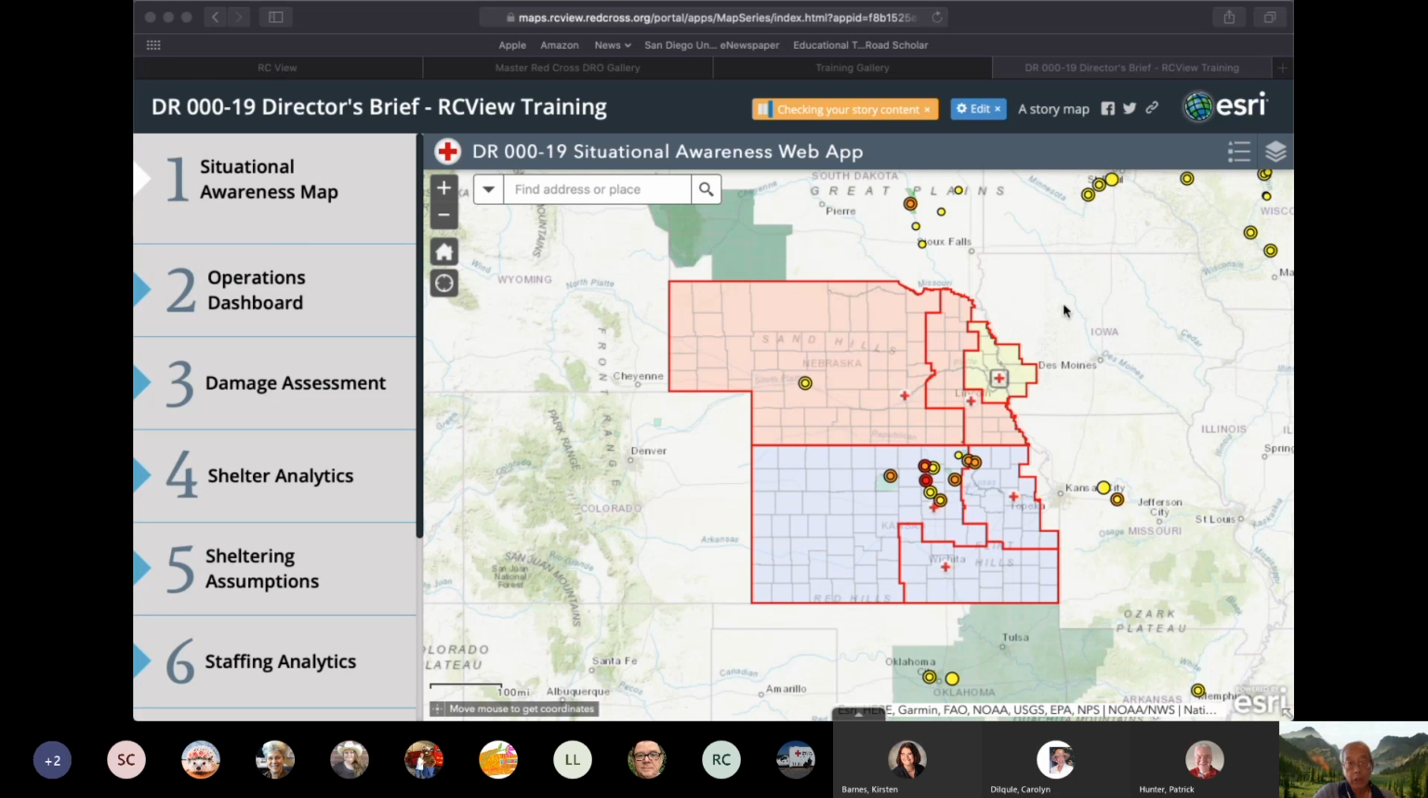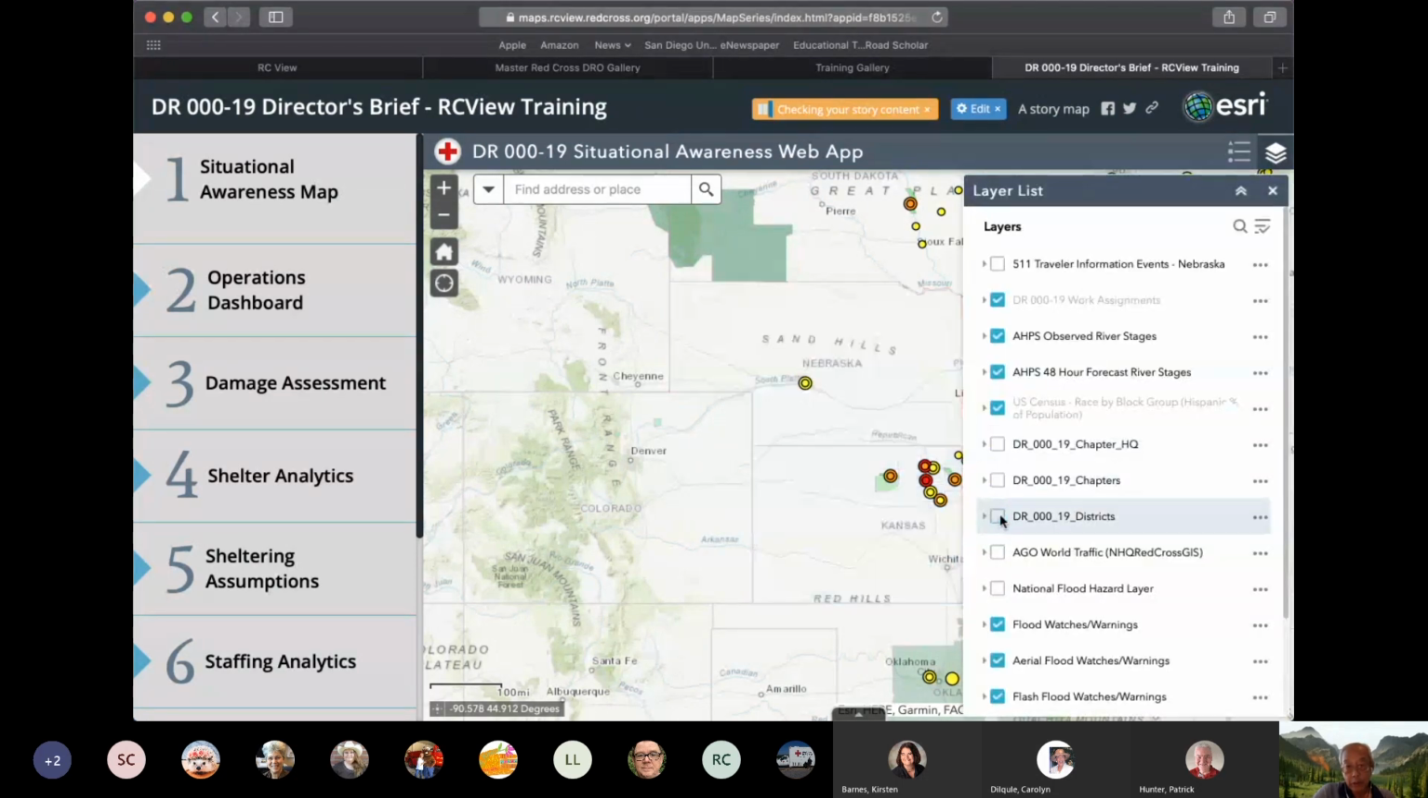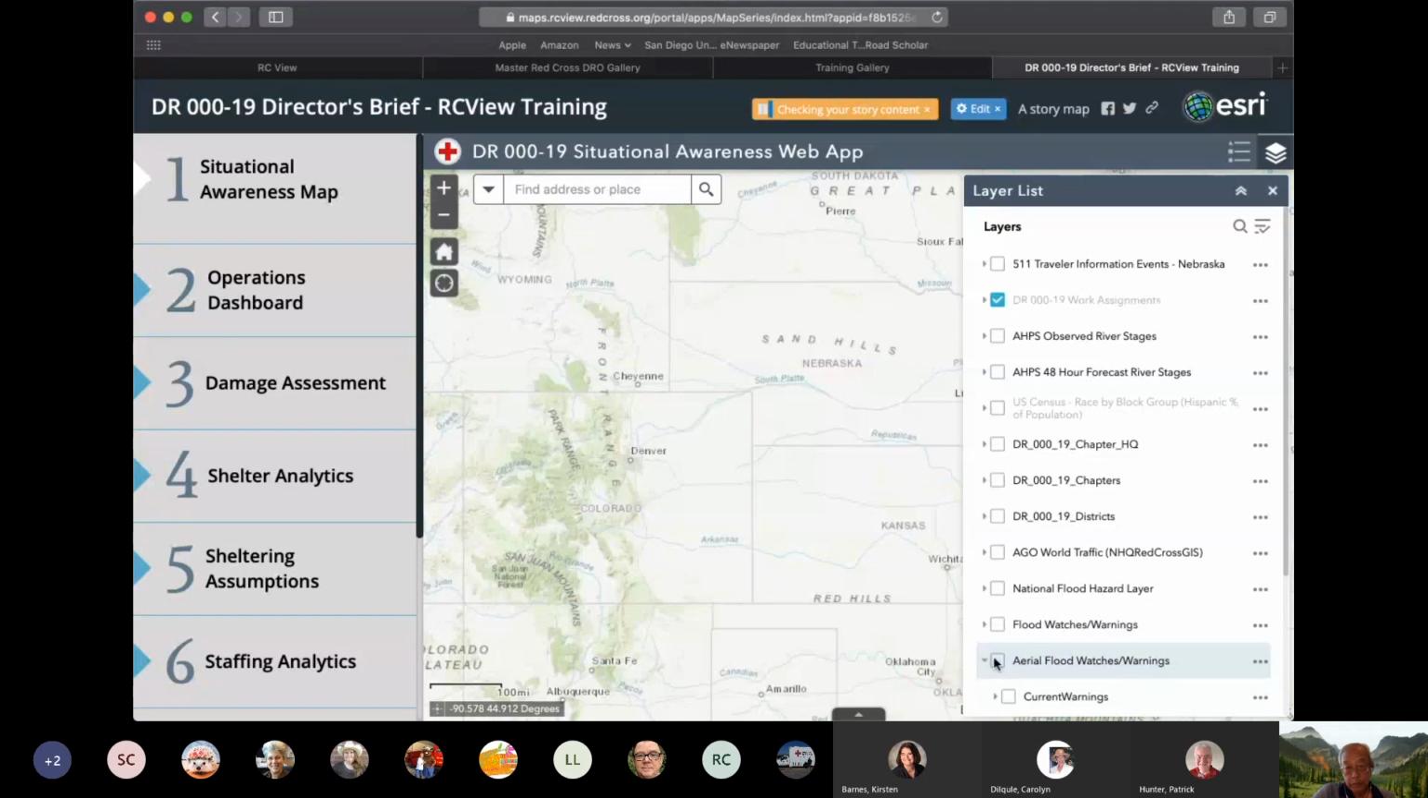So again, let's go back to this. We take off some layers here so it becomes visible. In fact, what I am going to do is this. Now, you can barely see this, but what I've done is I checked off U.S. Census race by block group, percent Hispanic of the population. So there are demographics out there.